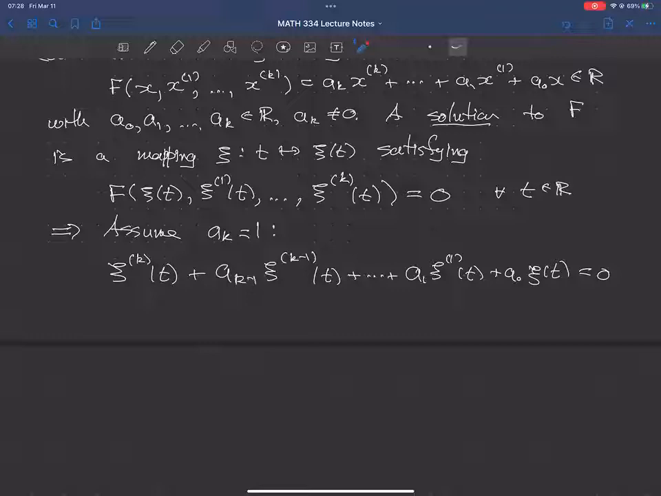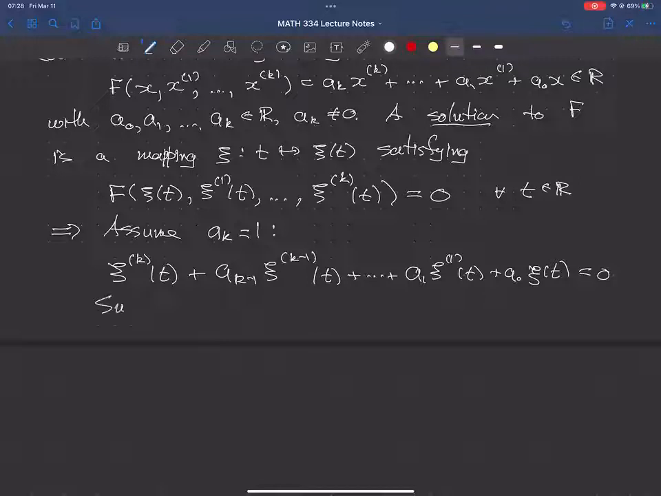And then you have to fuss with situations where a root has a multiplicity, okay? And then you have to also fuss with complex roots, okay? But these are things that I just assume that you've seen before. All right, so we know how to solve an equation like this.